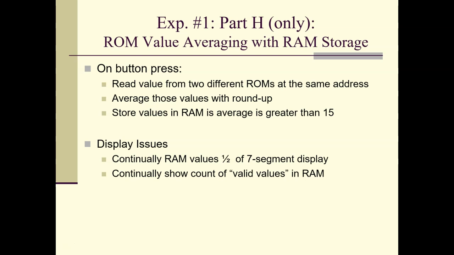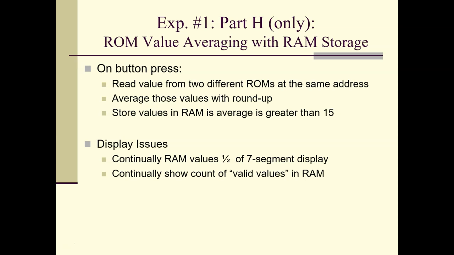values in a RAM. And then after it's all stored, it displays those values. So what's going to happen here is you're going to press a button, and when you press that button, it's going to read a single value from two different ROMs. It's going to take the average of those values. If that value is greater than 15, it's going to store it in the RAM. Otherwise, it's not going to store it in the RAM, and it's going to go on to the next value.